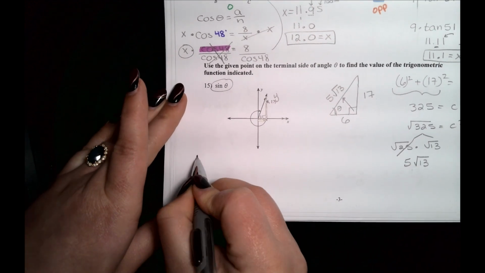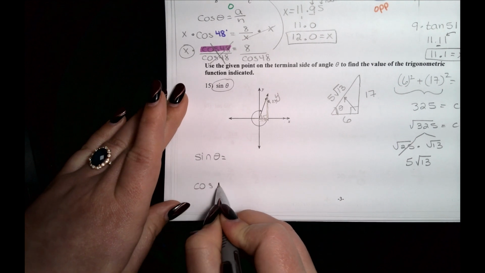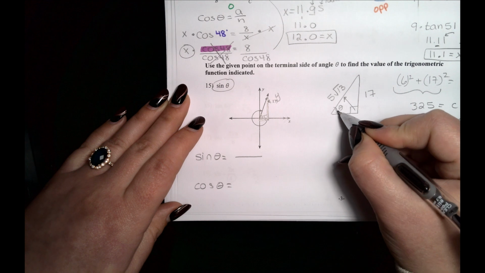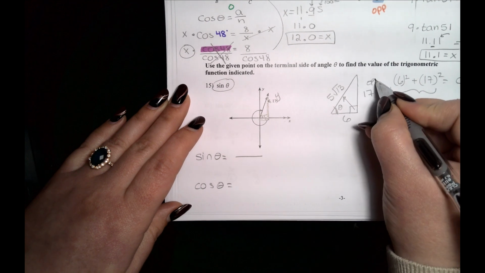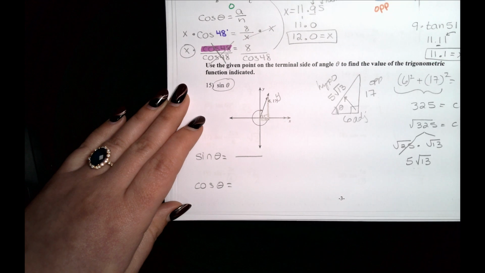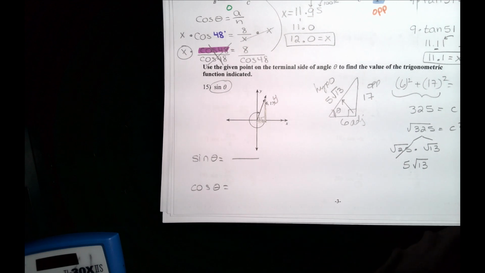It is asking us for sine of theta, but I am going to do cosine as well and tangent. Sine of theta is, let's go ahead and here's our eyeball. Remember, this is our opposite, this is our adjacent, this is our hypotenuse. So opposite is 13. Is that what it is? No, 17. Opposite is 17.